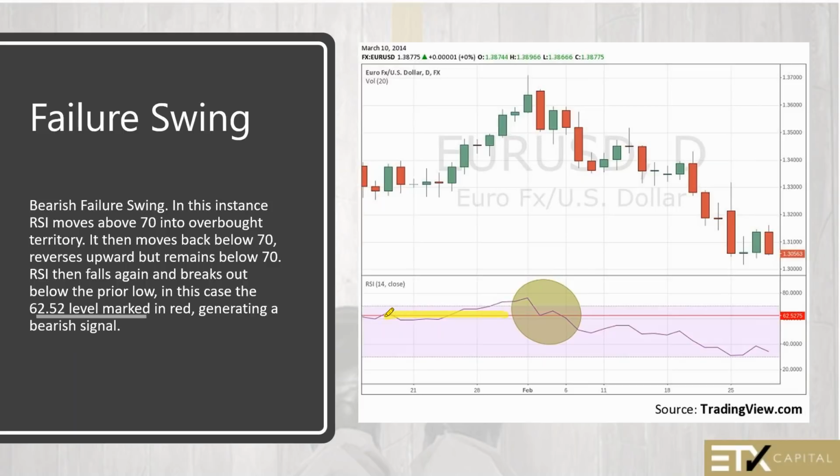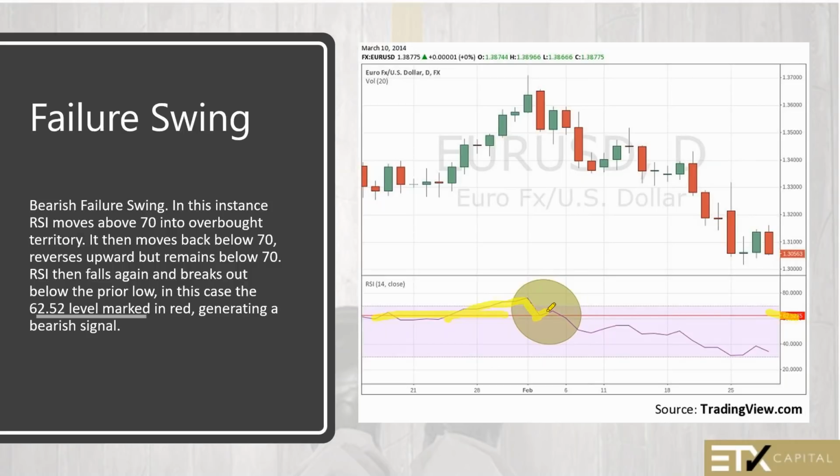The red line here only denotes the lowest point RSI had gotten, which is right there. So we saw RSI moving up. It broke above the 70 level and moved all the way up to right under the 80 level. It reversed and fell back below the 70 level, and the lowest point it hit was 62.5.